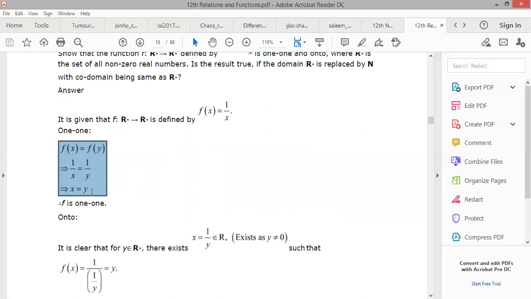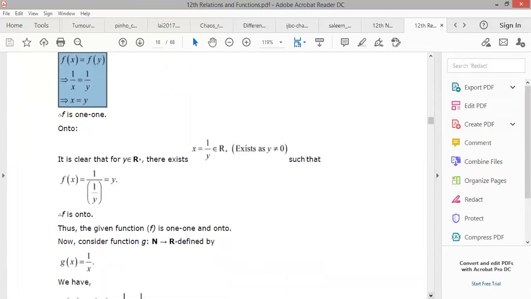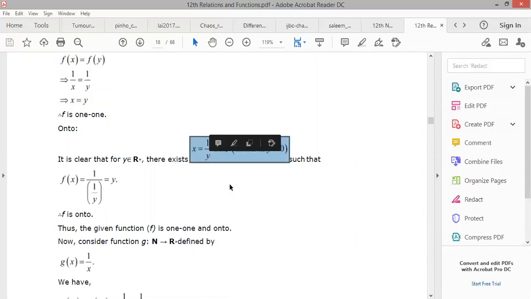So if these two images are equal, this means that the same codomain images come from the same domain points. Hence f is 1-1. So next is the onto criteria. For onto, let's do one thing. We take a point in the codomain, say y, and for that we look for a corresponding point x. Suppose there exists a point x equal to 1 by y, that belongs to R star.